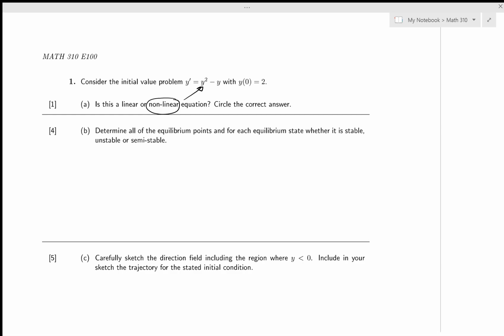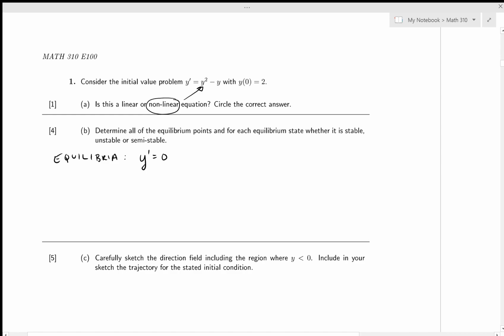Okay, next question. Determine all of the equilibrium points. An equilibrium point is when the function is not changing, which means its derivative is 0. So we don't need to solve the differential equation to determine the equilibrium points. We just need to investigate when the derivative is 0. I'll make a note of that: equilibria are when the derivative is 0.